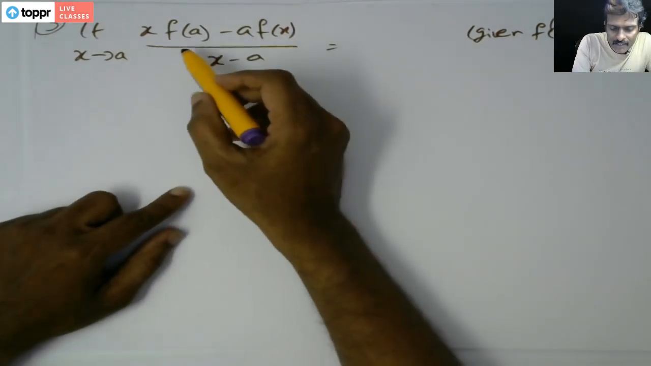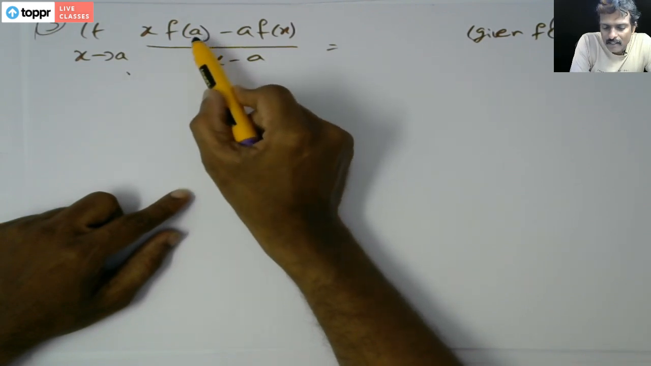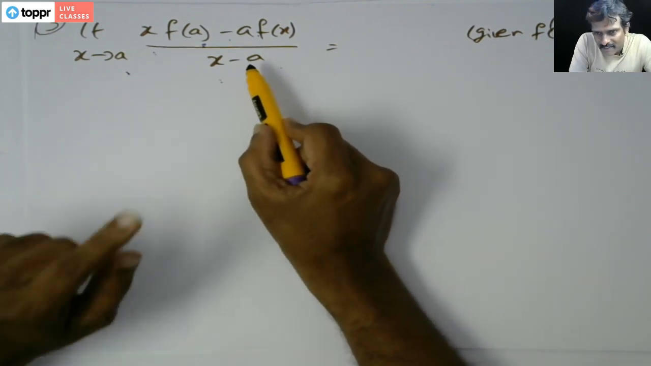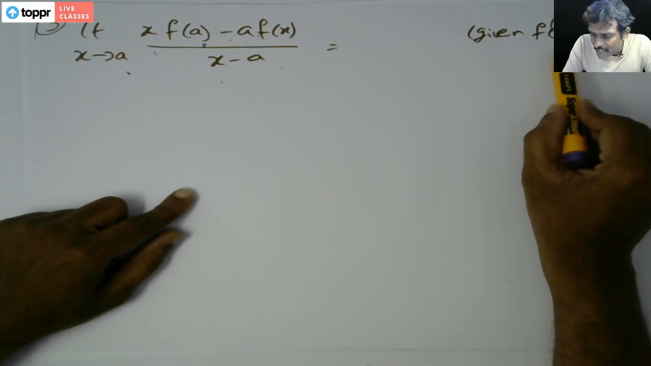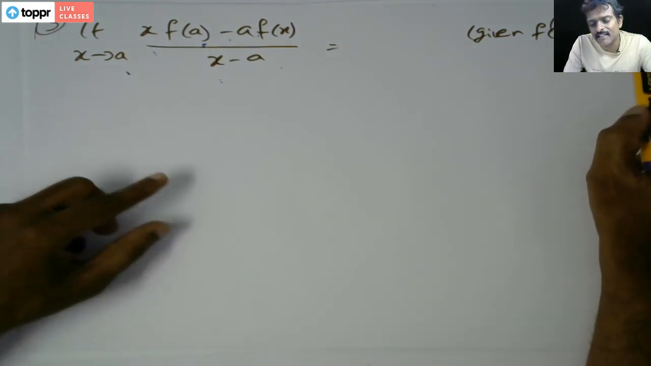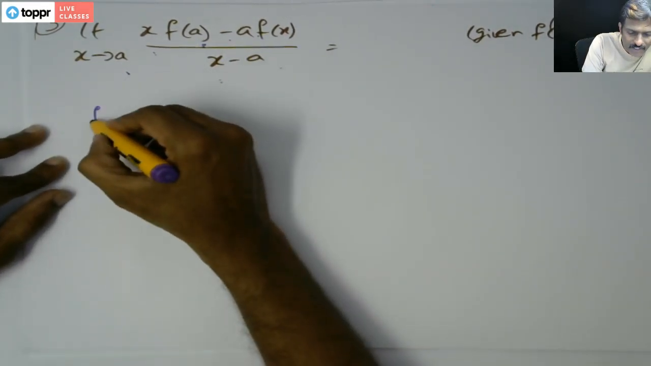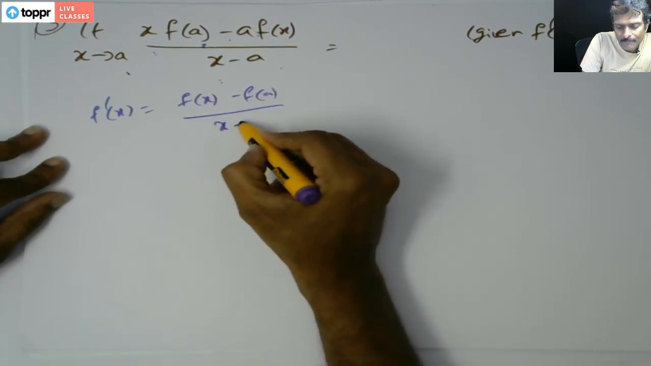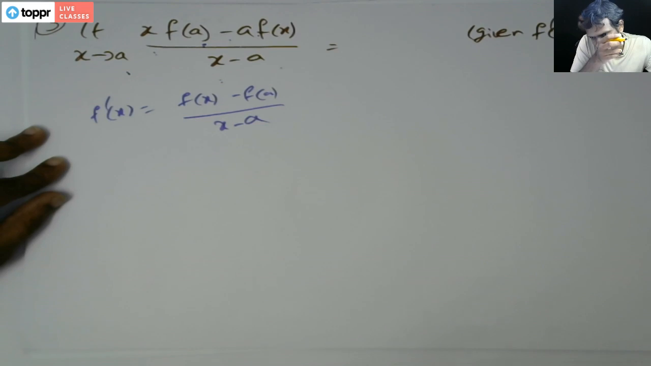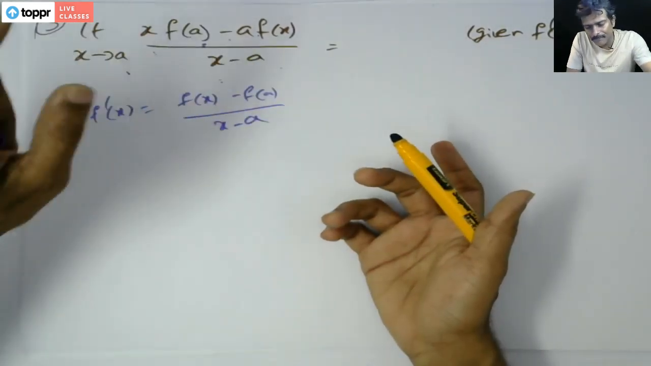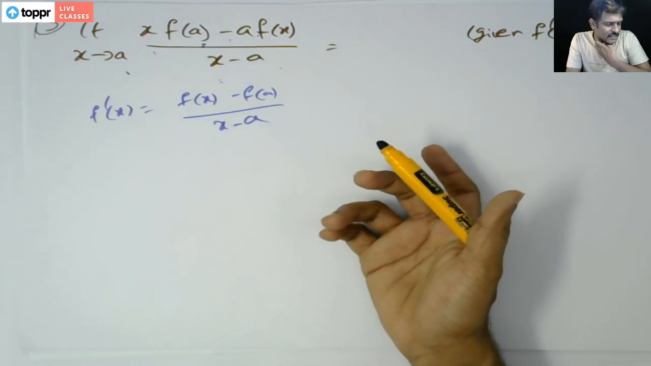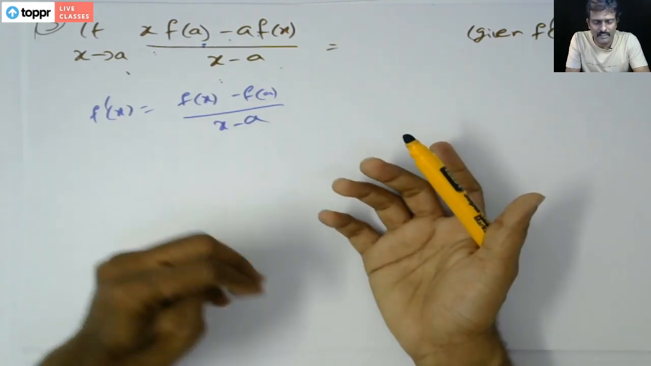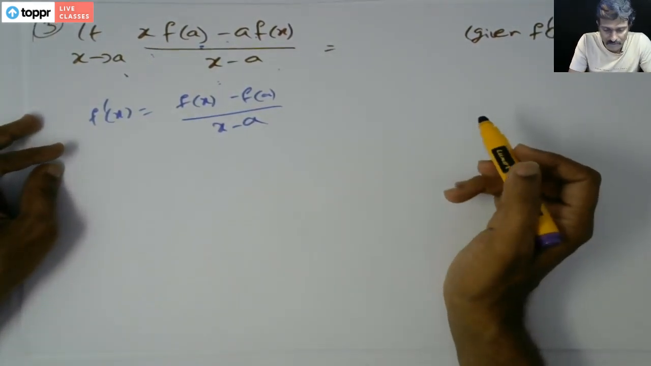Next, see, limit x tends to a of (x times f of a minus a times f of x) by (x minus a). What is the value of this is what he's asking, but he gave that f dash x exists at a, means it is differentiable at a. So what is f dash x? It is nothing but f of x minus f of a by x minus a, right? So that's what we can say. This is the differentiation, like it's nothing but h tends to 0 of f of x plus h minus f of a by x plus h minus a. So that's the same thing we are using here, the definition of differentiation.